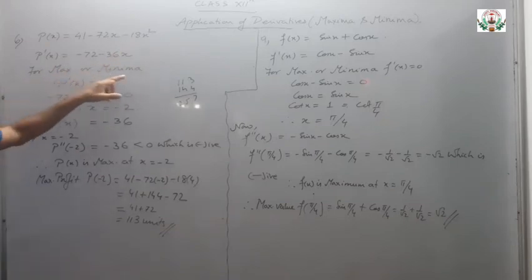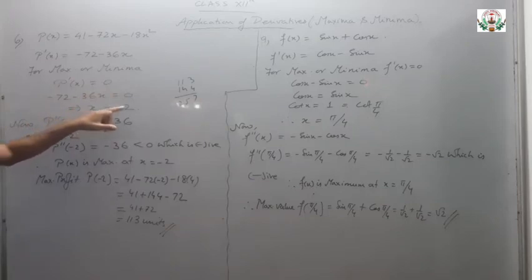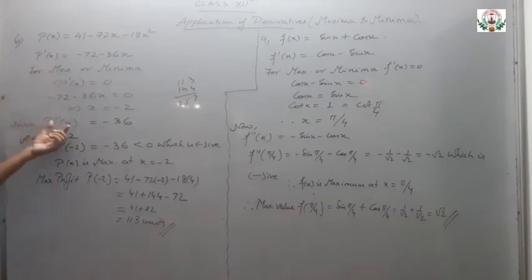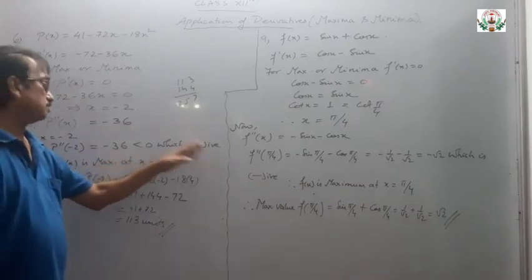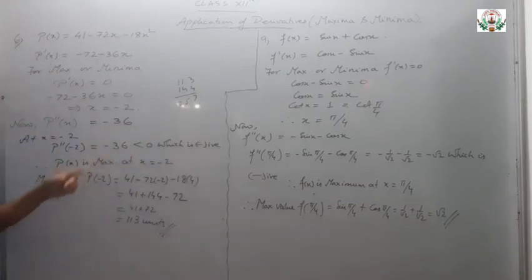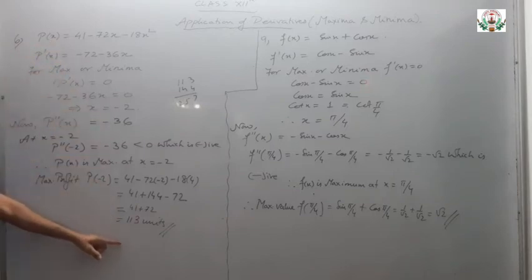For maxima or minima, p dash x equal to 0. Get the value of x, that first point is minus 2. Again differentiate with respect to x, second order derivative p double dash x will become equal to minus 36. So at x equals to minus 2, second order derivative will be minus, which is less than 0, negative. So p of x is maximum at x equals to minus 2. To calculate its maximum profit, we have to substitute in the given function x equals to minus 2 and we get our answer 113 units. It is the most important question.